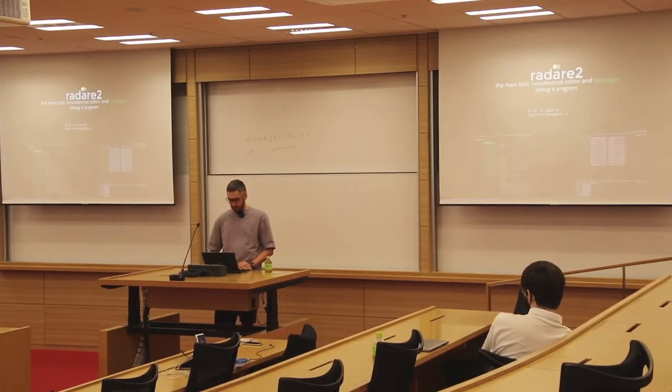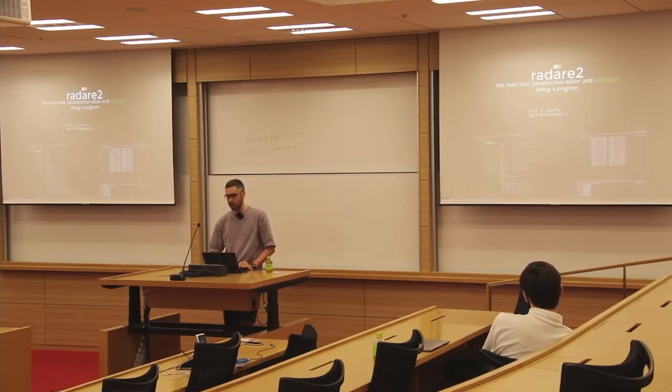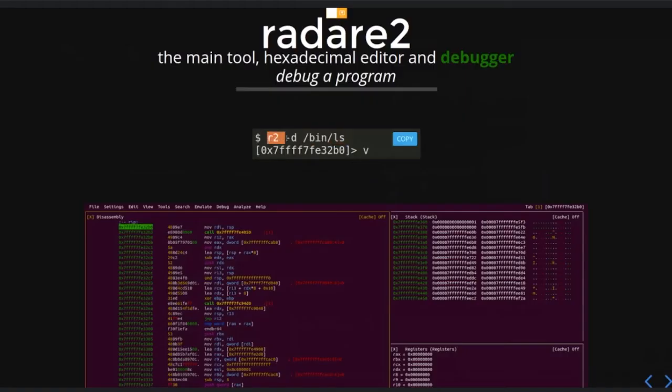So the next use case of the main tool is as a debugger. It will be the same as GDB. This time let's debug bin_ls. You need to open it with the -d option, and you will see this screen. Probably it's not visible.